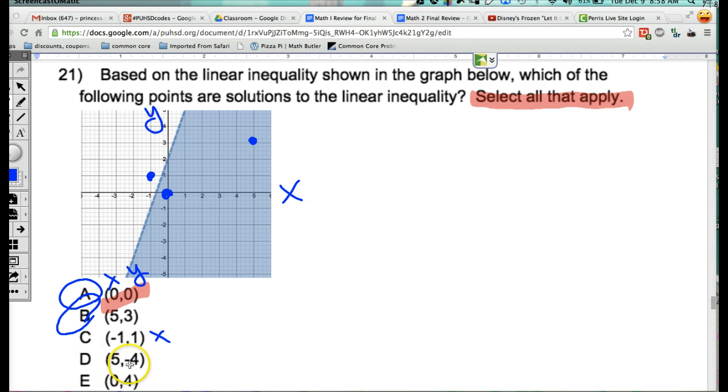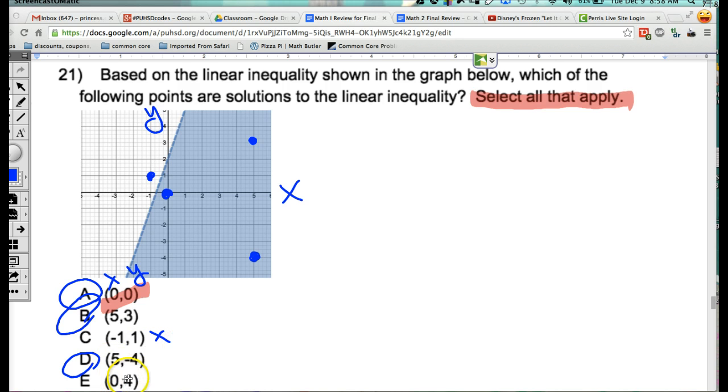D is 5, -4. On my x-axis, I find my 5, and then I have to go down by 4. 1, 2, 3, 4. Because on my y-axis it is -4. Oh, is it in the blue or the white? Ready? Go. Blue. So that's going to be the correct answer as well. Wow. So far, I got 3 correct answers.